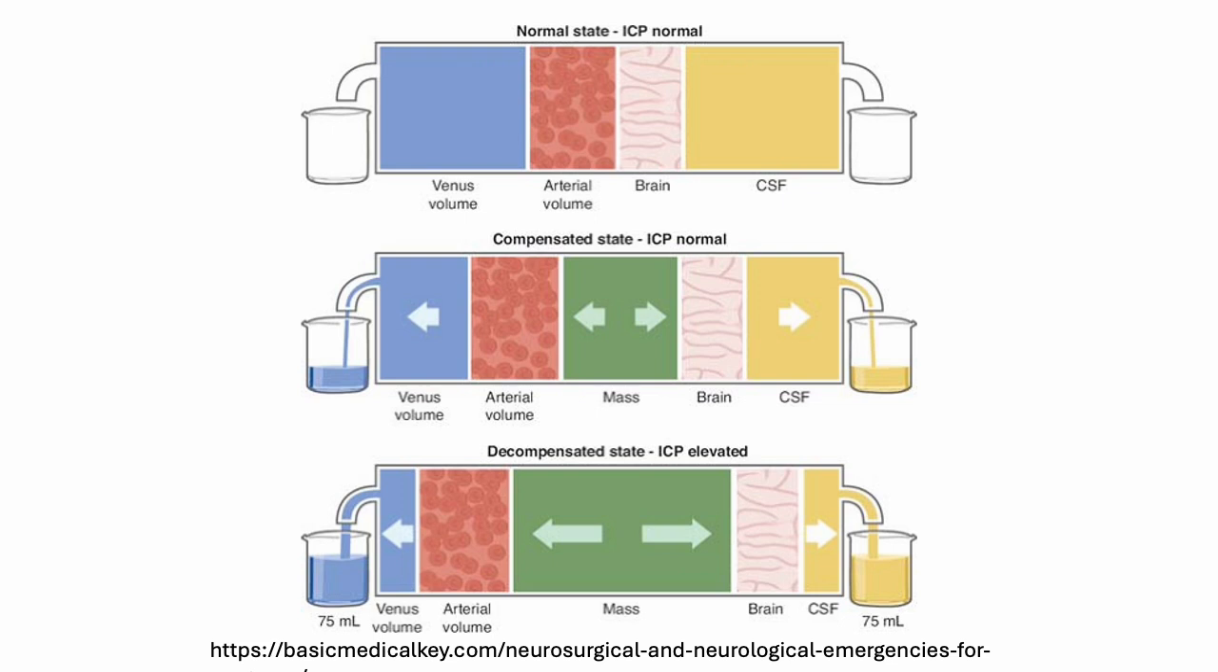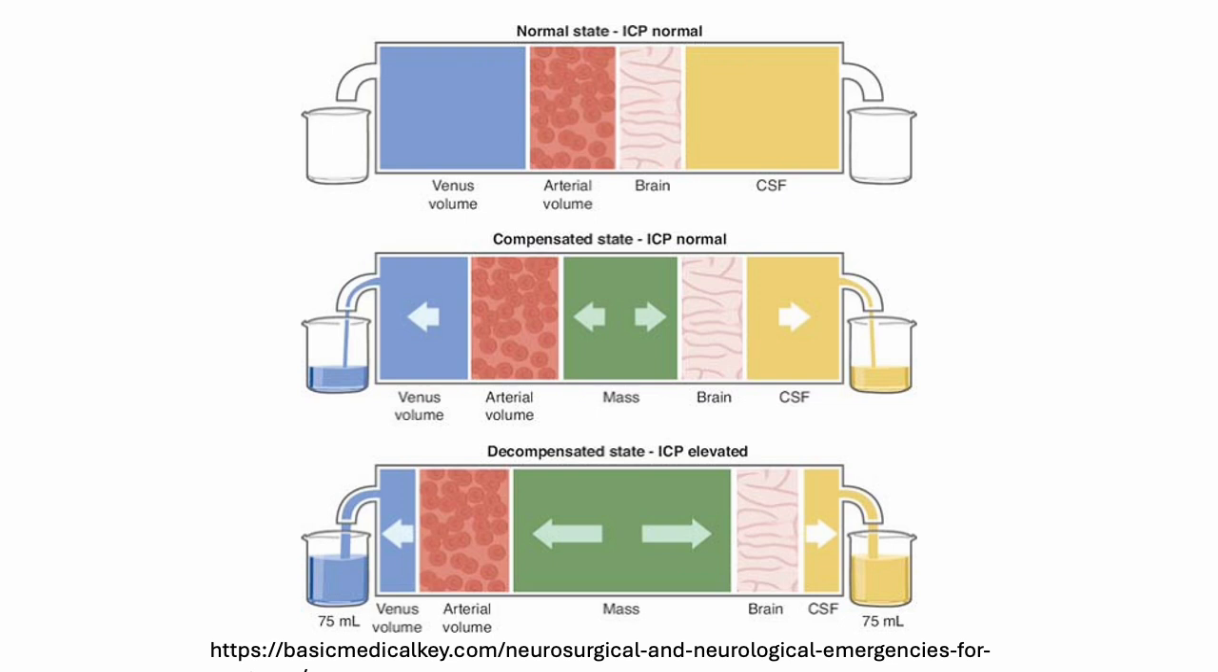So this is a graph to show what I mean. On the top, you have normal ICP with normal states, and the ratio of these things is exaggerated. There is the brain tissue and the blood and the CSF. When you start to have a brain tumor, it squeezes out the CSF and the venous volume, because the venous is the majority of the blood volume. So that would be the compensated state.